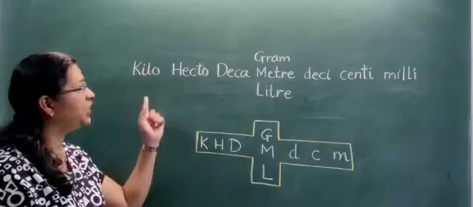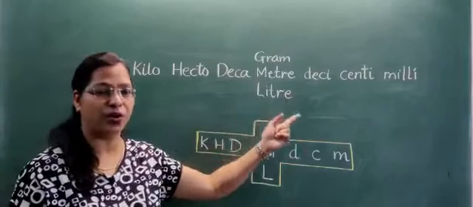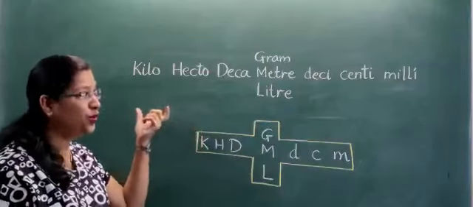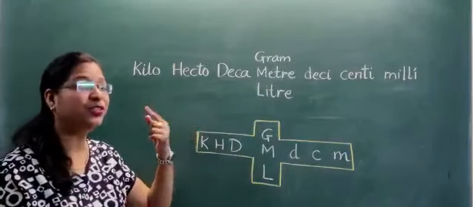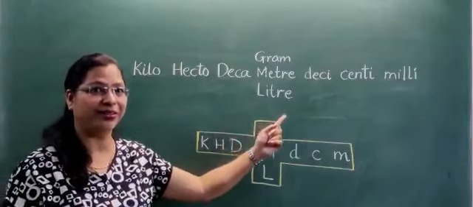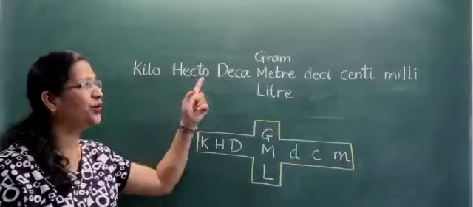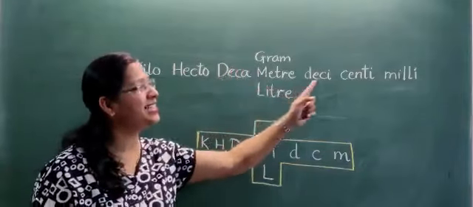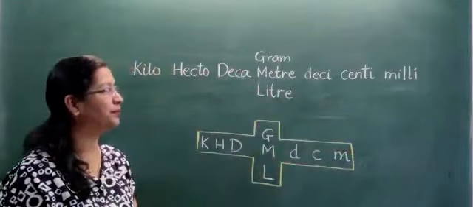For this, we need to know these measures in an order. And to know these measures in an order, we need to know a trick. So let's learn it in the form of a rhythm. Kilo, hecto, decagram, deci, centi, milligram.